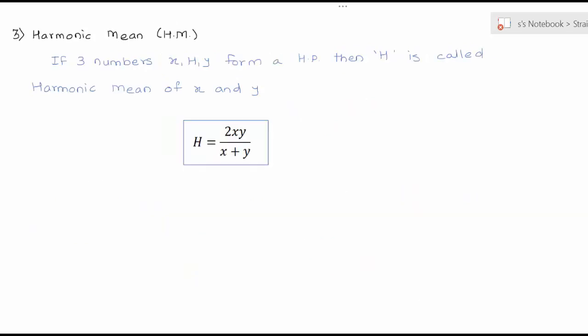Okay, the third definition is harmonic mean. Now harmonic mean is again similar, students. If three numbers x, h, y form an HP, then h, that is the middle number, is called the harmonic mean of x and y. To see an example, let us take the numbers 1, 1 upon 3, 1 upon 5 and 1 upon 7. As you have watched in the previous module, these numbers form an HP because their denominators, or their reciprocals, form an AP. So if three numbers are forming an HP, then the middle term is called the harmonic mean.